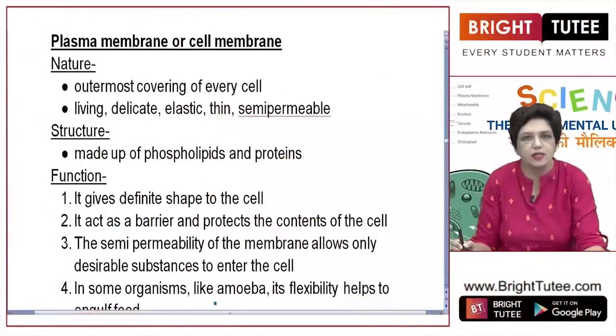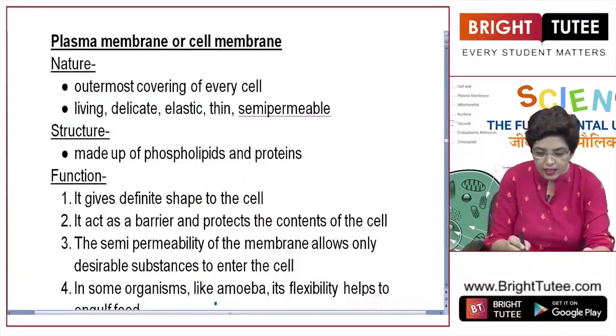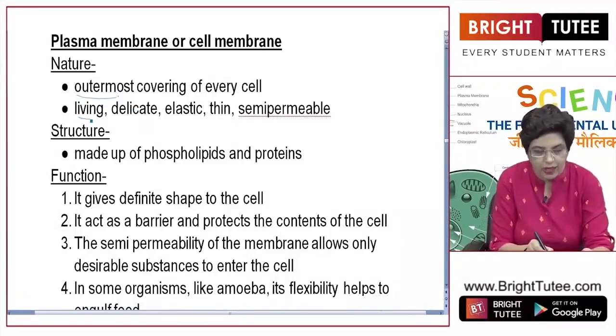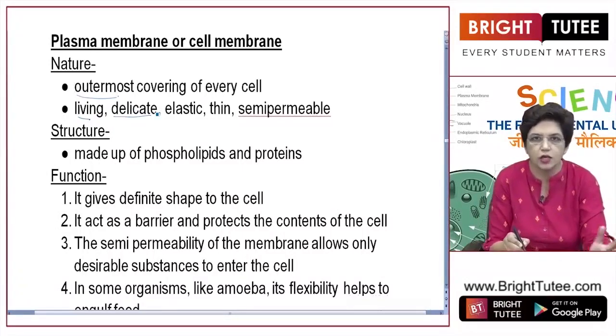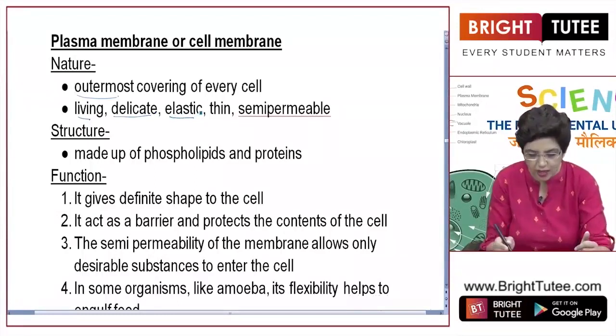So the first part of the cell is the plasma membrane, or the cell membrane. It is the outermost covering of every cell. It is living, so it is continuously growing. It is delicate, it is not tough like the cell wall. Then it is elastic, it can change its shape. It is very thin and semi-permeable.